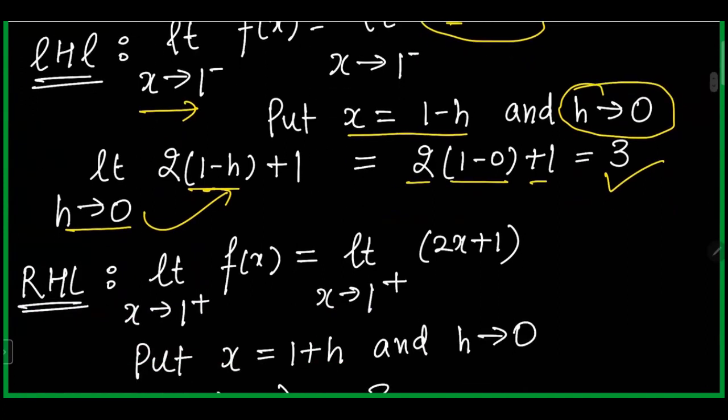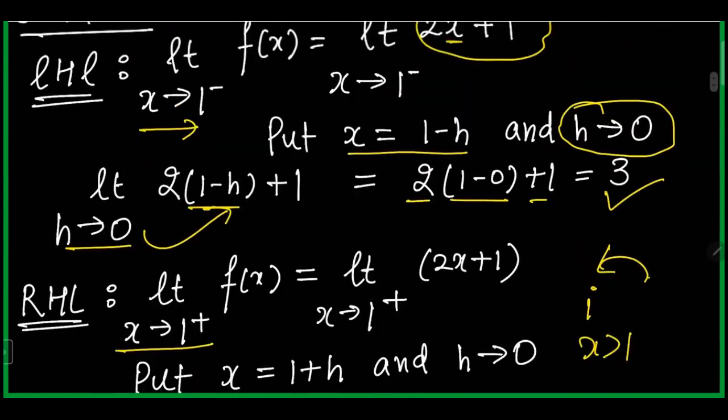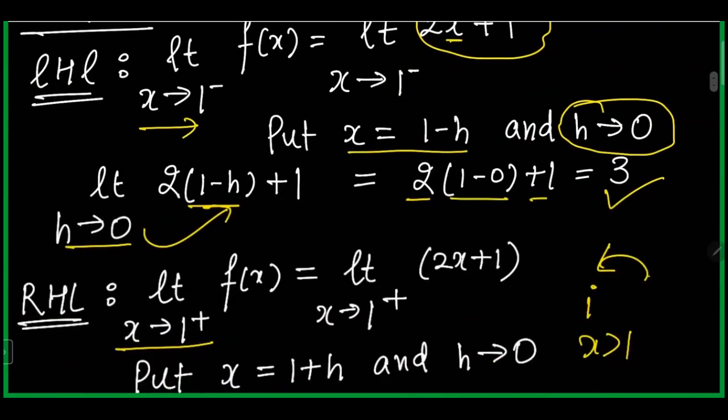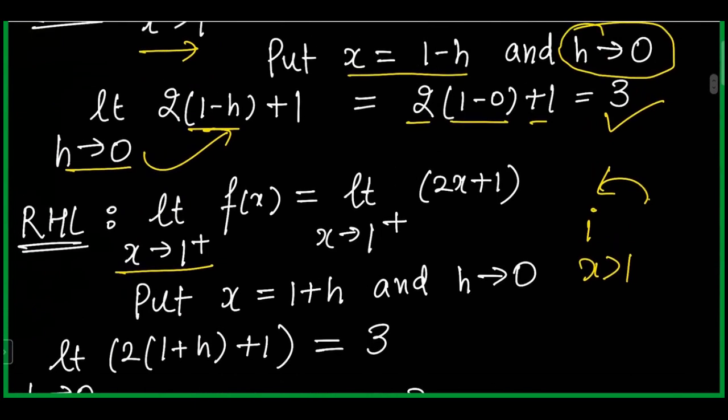Now let's come to the right hand limit. Now your x is approaching 1 plus, meaning you are approaching 1 from the right side. What is the value for x greater than 1? So the value for x greater than 1 is x square plus 2. So let's put the value of f(x). Sorry, here I should write x square plus 2.